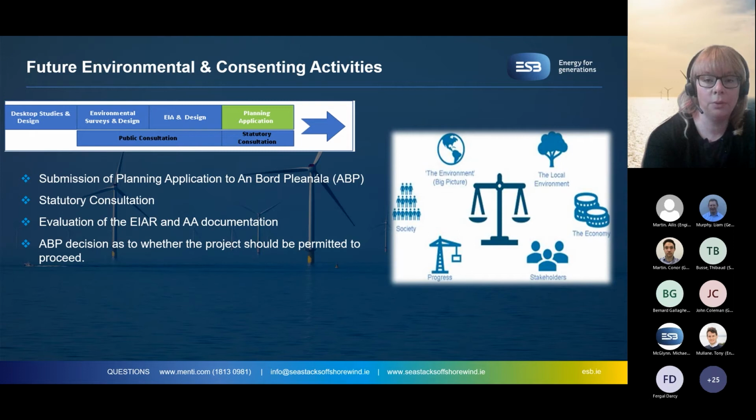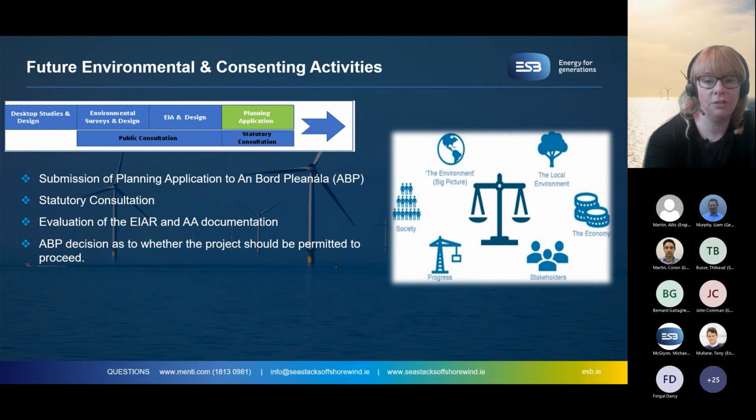It's all leading towards a planning application, and that environmental impact assessment documentation will be submitted to An Bord Pleanála, who are the competent authority to grant planning, and there'll be statutory consultation on that. When the application is lodged, people can see the documentation that we've submitted and make their submissions in relation to that or any concerns they may have. They will be evaluated then, so the competent authority will go through our documentation and evaluate, and it's up to An Bord Pleanála to decide whether or not the project should be permitted to proceed.